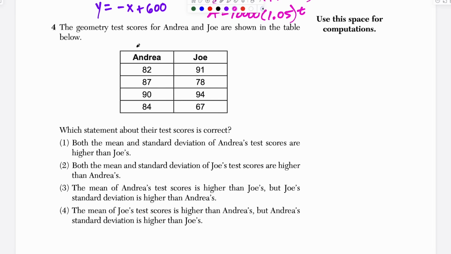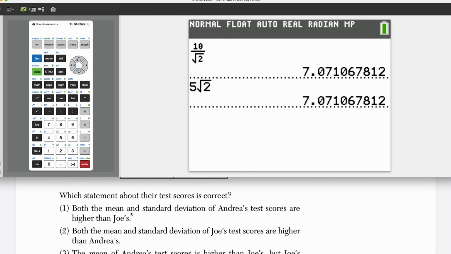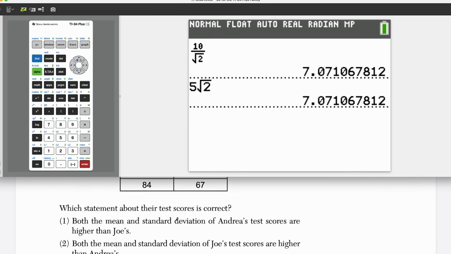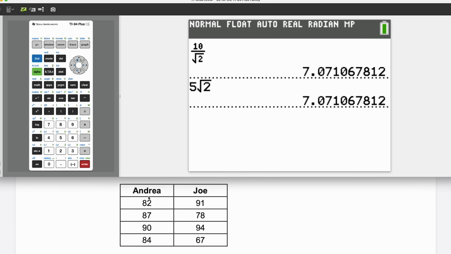Question 4, the geometry test scores for Andrea and Joe are shown in the table below. And we want to know which statement about their scores is correct. So if we look at the answer choices, we have to find mean and standard deviation. So what I'm going to do is find the mean and standard deviation for each of these one at a time here.